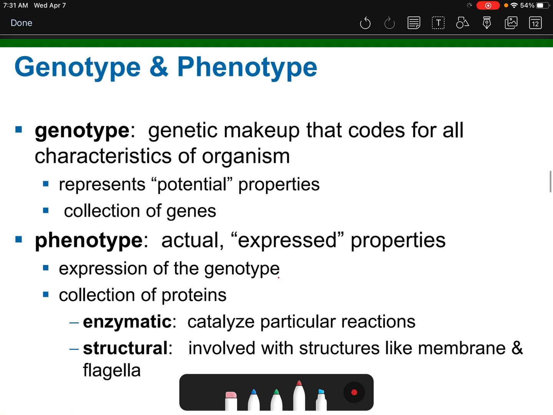Now here's a little review from biology. Genotype and phenotype. Genotype is the genetic makeup of the organism. It's the actual allele combination. Now, an allele is an alternate form of a gene.